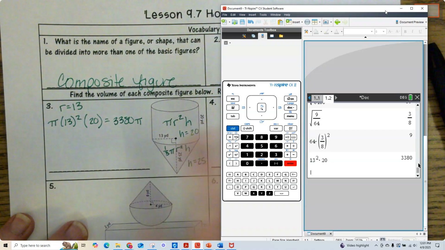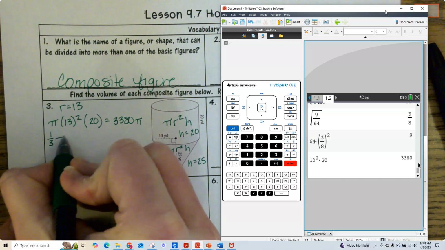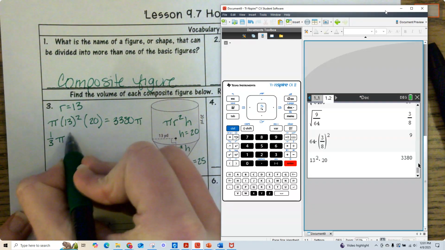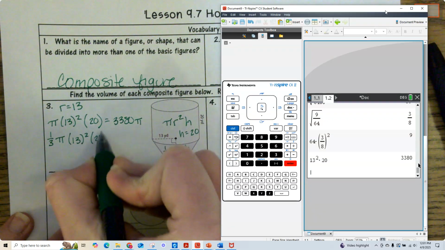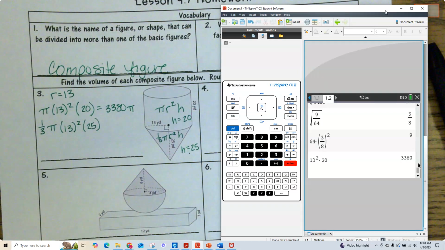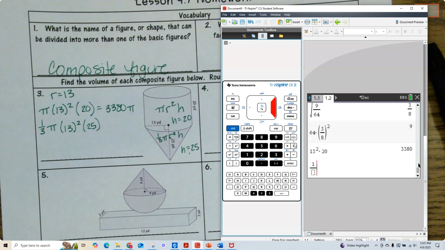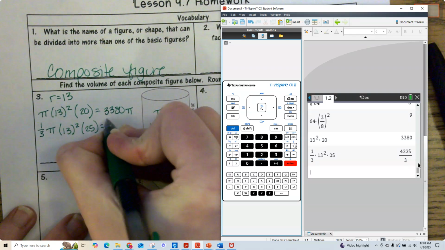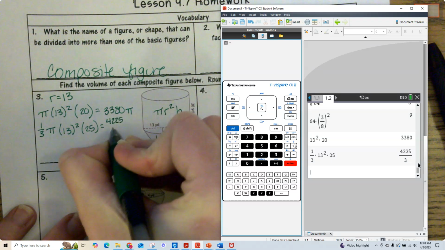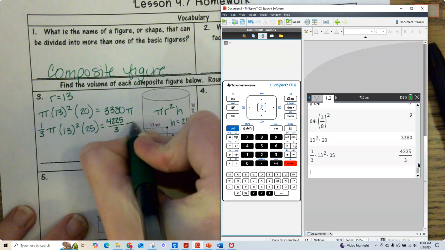All right, cone, 1/3 pi, then we need the radius again, so 13 squared, and then this time the height is 25. Again, pretend like that pi is not there for a second, and do just the numbers that you have. So times 13 squared times 25. It's gross, but we can work with that. We're just going to write it down just like that. 4225 over 3, and then attach the pi to the end.